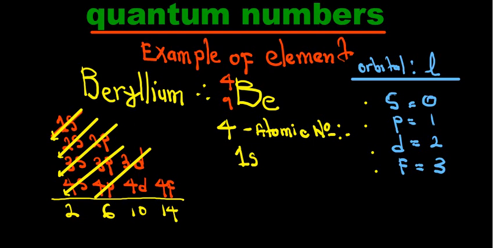So if I start from here, I'm going to have my 1s. The s will occupy the maximum of 2 electrons. Secondly, after the 1s, we're going to move on to the 2s. The 2s will occupy a maximum of how many electrons? 2 electrons. So there is a 2. There we have it.